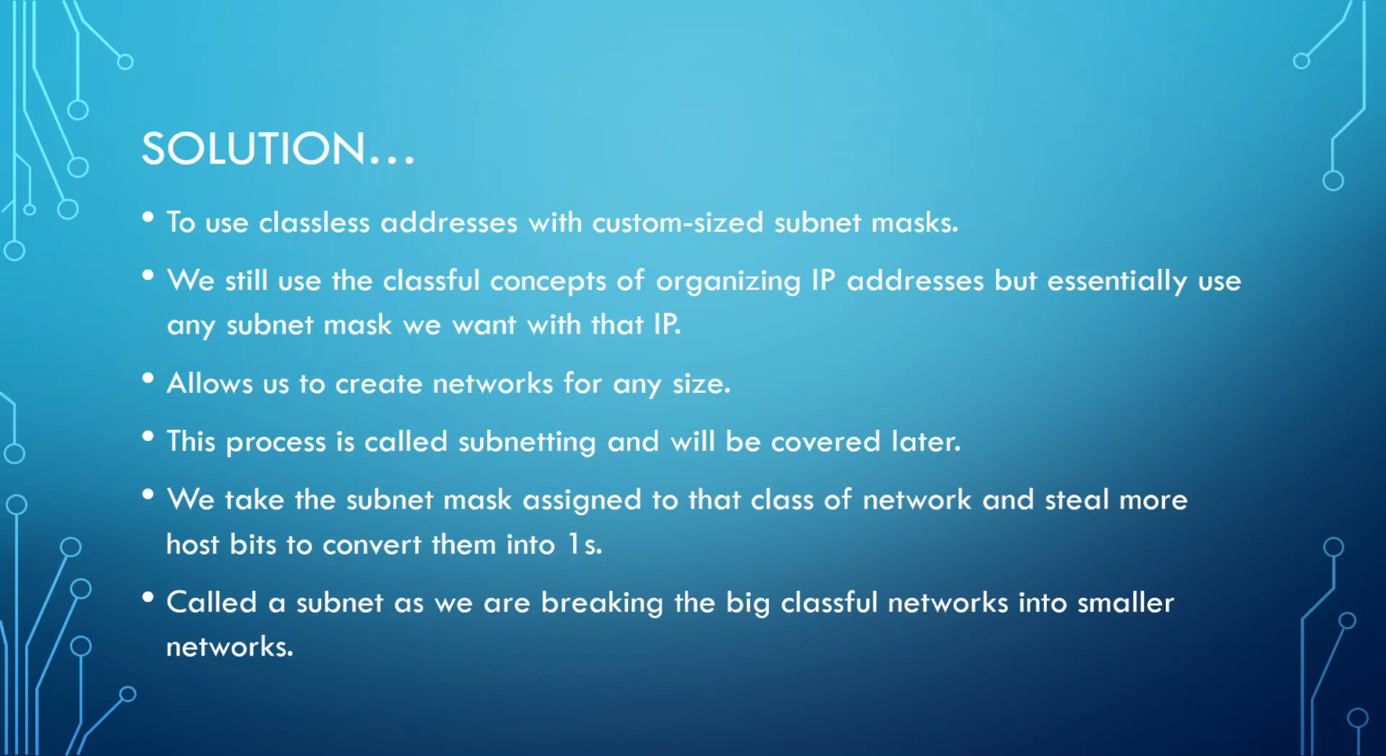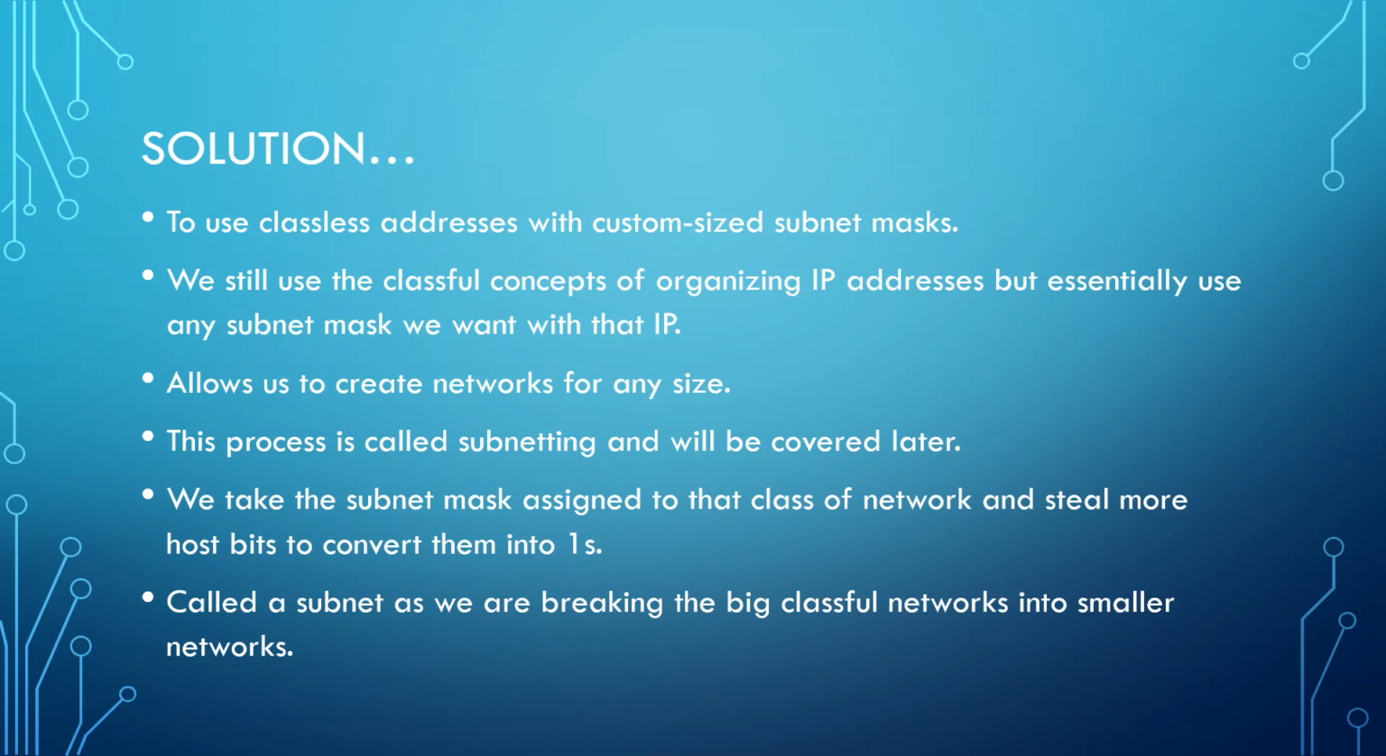And so we still use the classful concept for organizing IP addresses, but essentially we use any subnet mask that we want with the IP address. This allows us to create networks of any size, so we can create custom-sized networks. And this process is called subnetting. Now the full process of subnetting I'll cover later in a video. This is just to introduce you to the way that we subnet IP addresses now, or how we create our networks now, because even though you have to learn classful by the book and understand it for subnetting, we don't use classful address rules now because they're outdated.